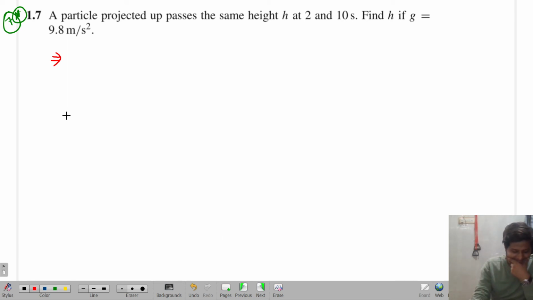Sir, I got the velocities. Velocities are not the only thing required. I'll tell you, look over here.